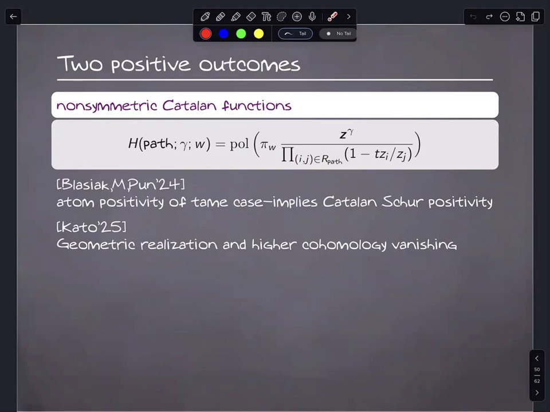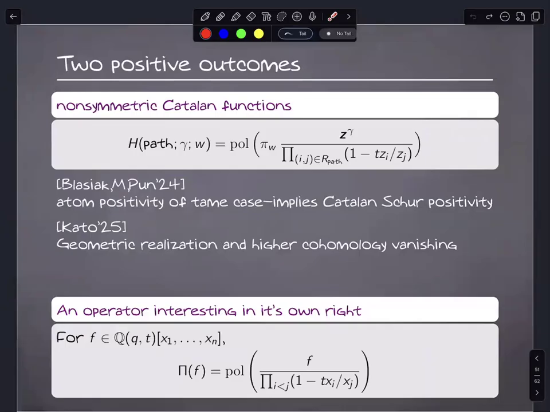So anyway, we did that. Kato went on to do the geometric version of our sort of algebraic conjecture, and we have combinatorial formulas. So here I say two positive outcomes. I actually don't mean Kato's work, even though that is a highly positive outcome, but not of me.